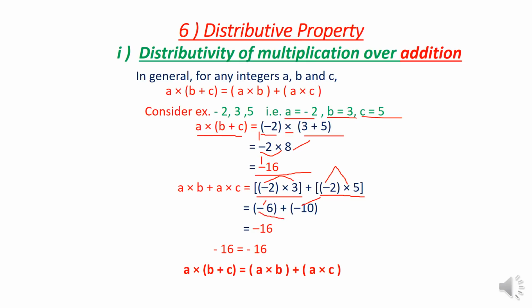These two integers have the same sign, so they will be added. So, 6 plus 10 will become 16, with the greater number's sign, so this will become minus. So, on the second side also you have got minus 16. So, the first side is minus 16, the second side is also minus 16. So, both are equal, that is why we can write A multiplied by (B plus C) equals A multiplied by B plus A multiplied by C.